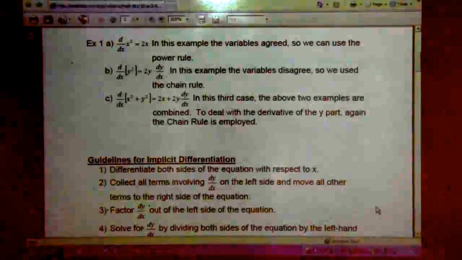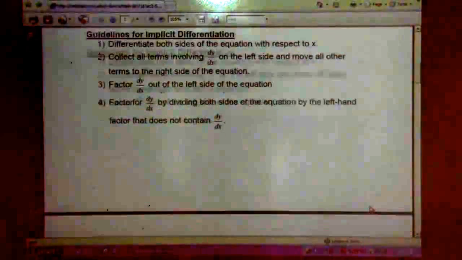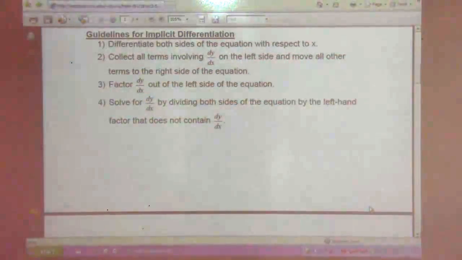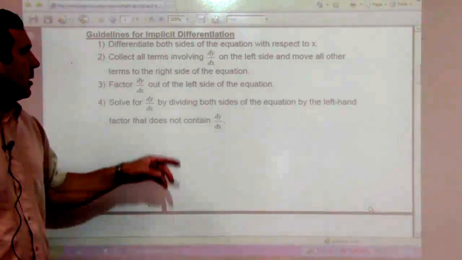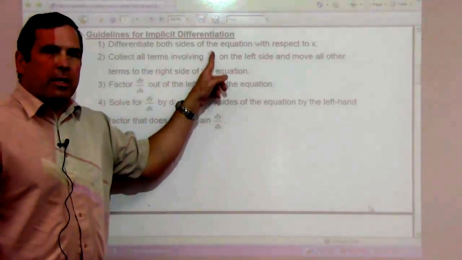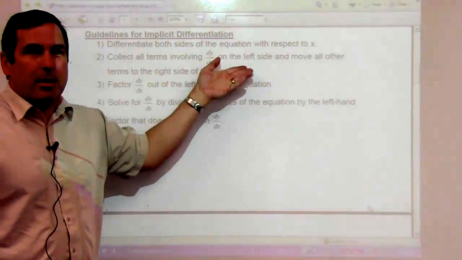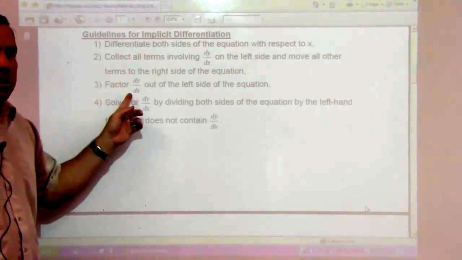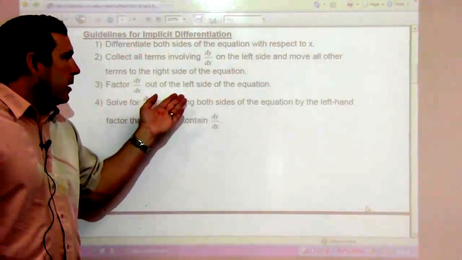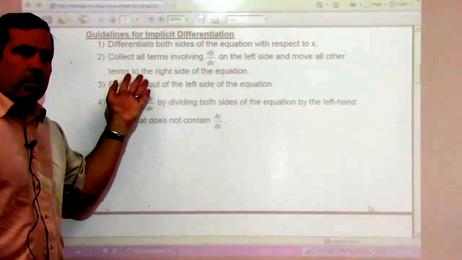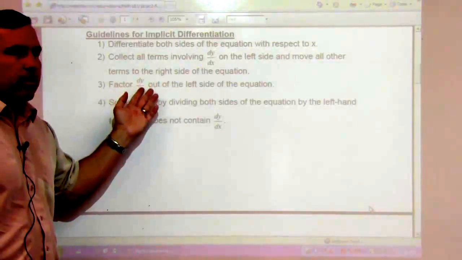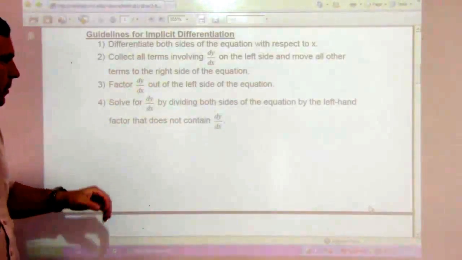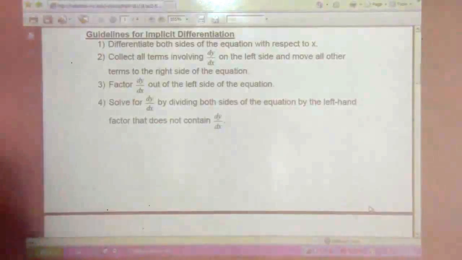So, guidelines for implicit differentiation. Differentiate both sides of the equation with respect to x. Collect all the terms involving a dy dx on one side, typically the left side. Move all the other terms to the right side. Factor out your dy dx and then divide both sides by whatever the factor is there times the dy dx. So you're going to divide that out. So you have a dy dx equals in the end.